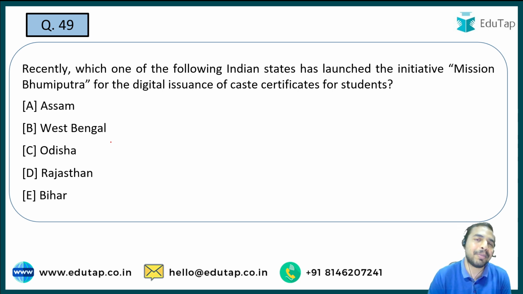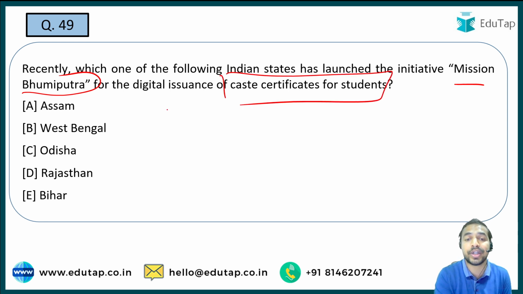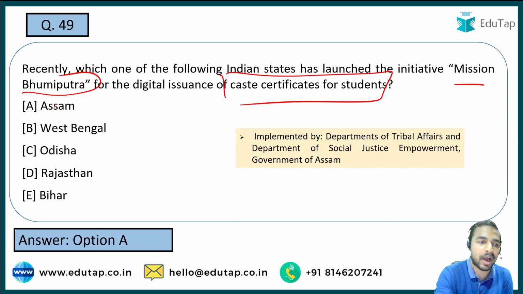Now you are required to tell me the name of the Indian state which has launched Mission Bhumiputra. So guys, Mission Bhumiputra is an initiative for the digital issuance of caste certificates for students, and you are required to tell me which state has come up with this initiative. Is it Assam, West Bengal, Odisha, Rajasthan or Bihar? Whenever you find such kind of initiatives, you are always required to remember the name of the state which has come up with this initiative. And guys, here the right answer to the question is Assam. Okay. So Assam is the right answer. I hope this is clear.